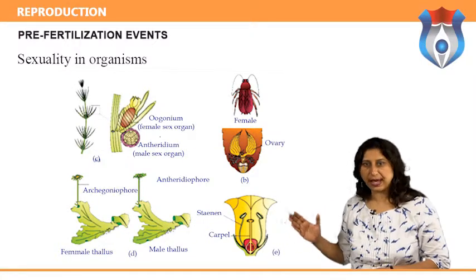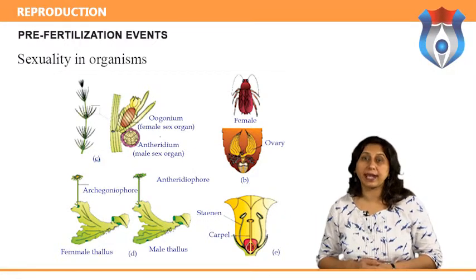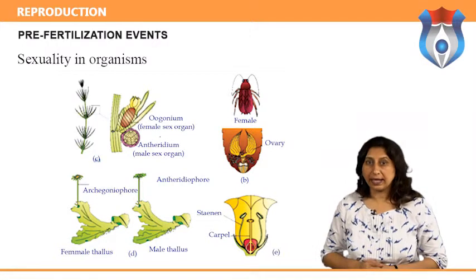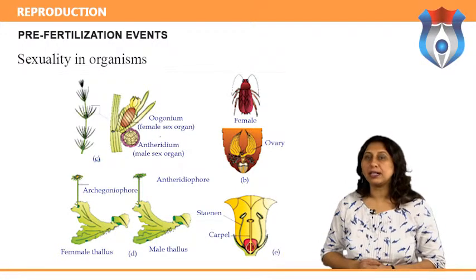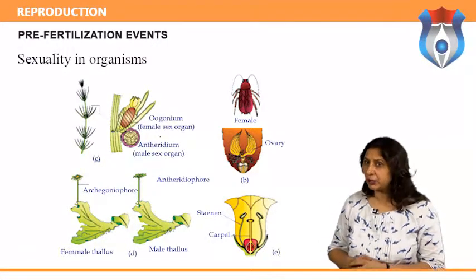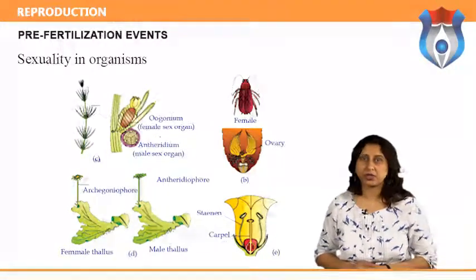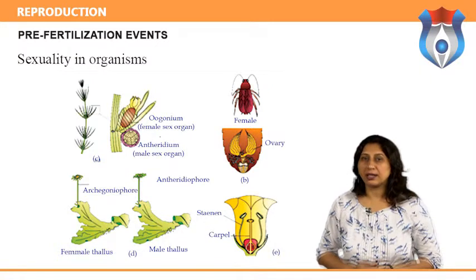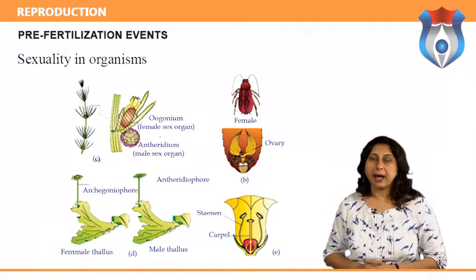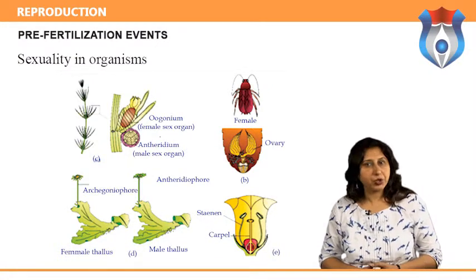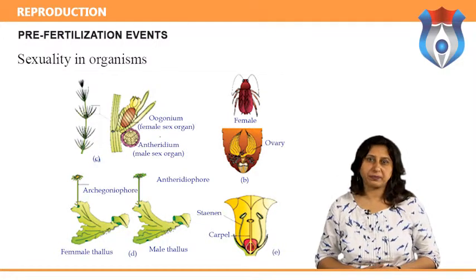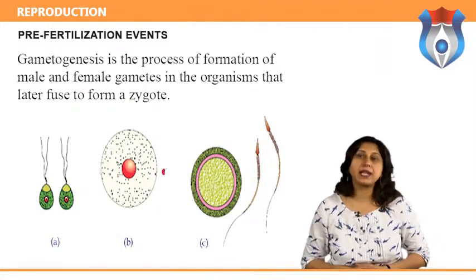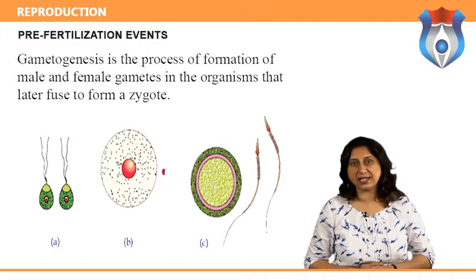Picture here shows diversity of sexuality in organisms. A. Bisexual animal, earthworm. B. Unisexual animal, cockroach. C. Monoecious plant, Chara. D. Dioecious plant, Marchantia. E. Bisexual flower, sweet potato. The video here will show us the process of gametogenesis.